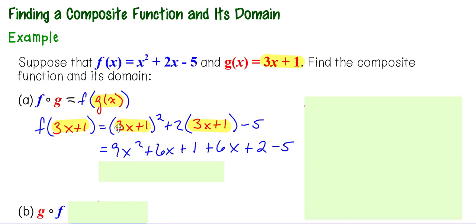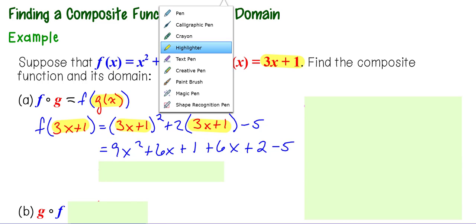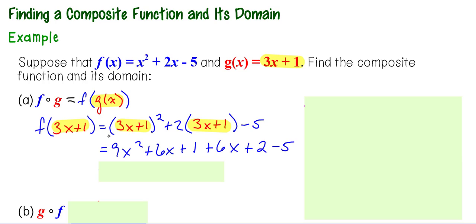And then what we're going to do is square to get the answer. And then don't forget to do the distributive for the second one to get 6x plus 2 minus 5. And then we are going to simplify. So the composite function for f composed of g is 9x squared plus 12x minus 2.